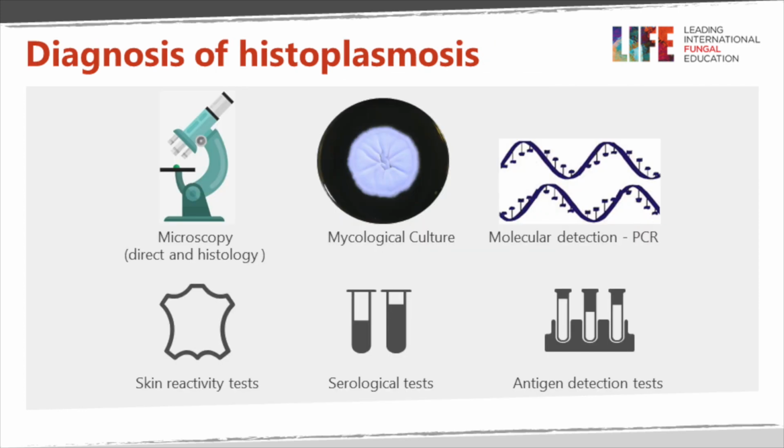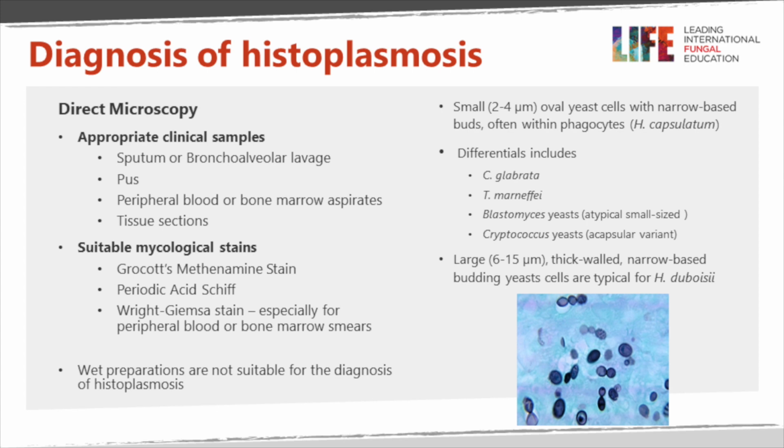So how do you make the diagnosis of histoplasmosis? There are various approaches. There's microscopy, there's culture, but culture is slow. There's the PCR tests. There are skin tests, which are helpful for diagnosing previous exposure and latency, but not active disease, and both antibody and antigen tests. Direct microscopy is particularly helpful for this organism in patients with disseminated histoplasmosis.